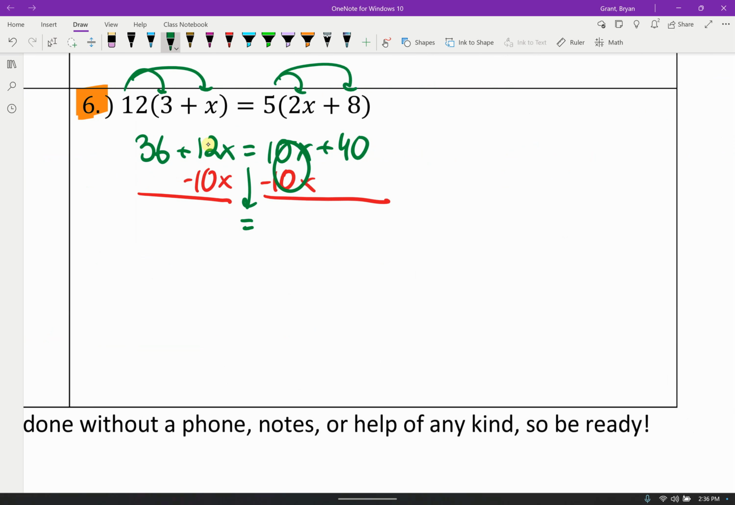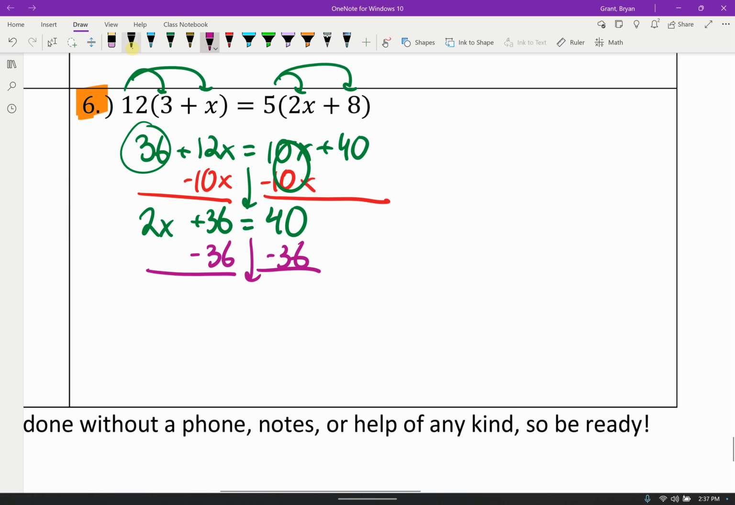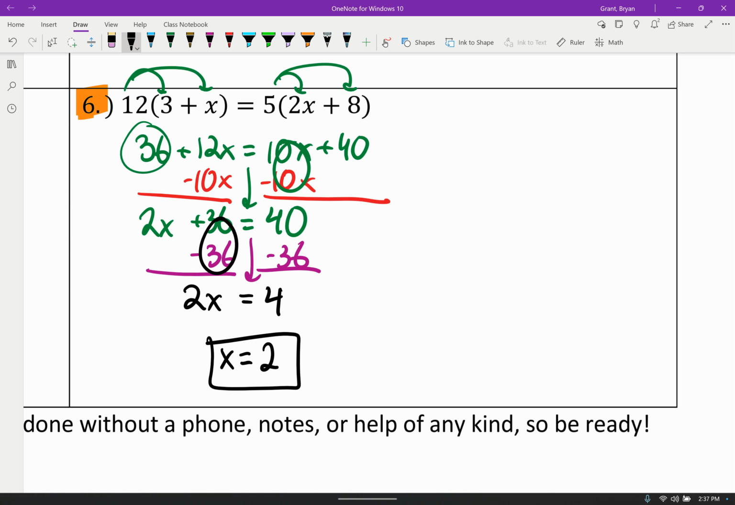So let's see. 12 minus 10 is 2 x's, and I'll write that first. 2 x's. Don't forget your positive 36. And on the right side, we have a positive 40. SADMAP says undo the addition first with subtraction. Bring down that equals. 2x equals 40 minus 36 is 4. And let's just cheat a little bit. 2 times what is 4? 2 times 2 is 4.